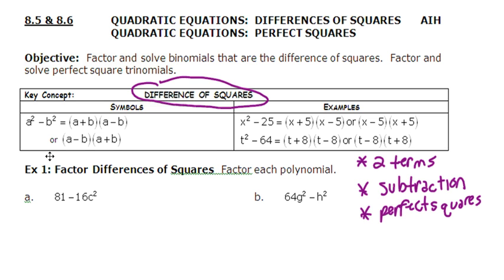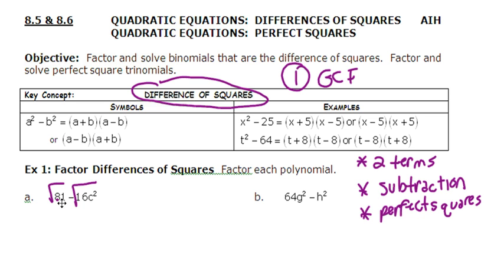Now, just like any other time we factor, our first step is always to take out the greatest common factor if we can. So if I look at A, I'm just going to show you the process. If I look at A, I have two terms. I have a minus sign. Now, there's no greatest common factor here, right, besides 1. So what I'm going to do is check to see if they're perfect squares. The way I do this is by taking the square root, okay?